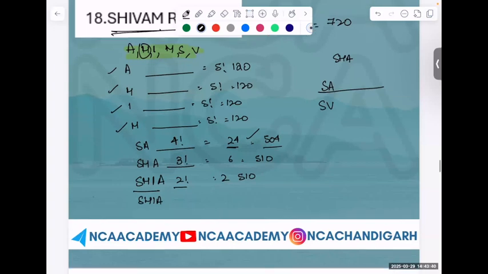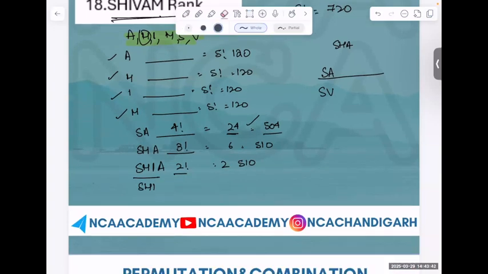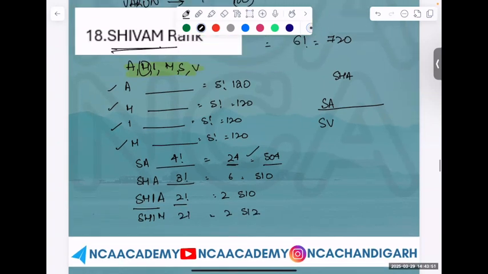SHIA नहीं चाहिए, हमें क्या चाहिए? Then it will be M, which is again 2 factorial 512. Yes or no? SHIM. I'm writing it here. I'm putting it here. SHIA 512. Sorry, this is 512.